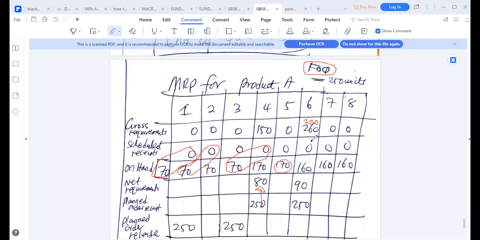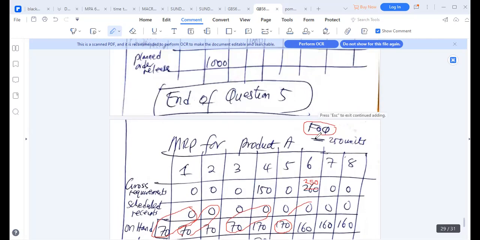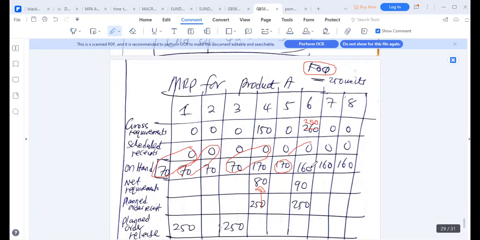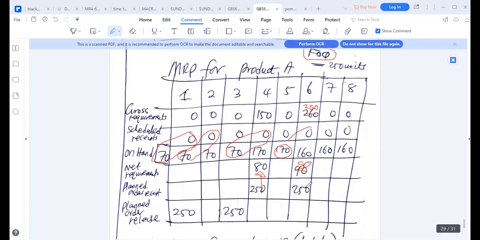170 plus 0 minus the demand of 250. There was a demand of 250 that came from there. Then we are going to have a net requirement of 80. So even if you have a requirement of 80, we are going to order the 250 units. There's a fixed ordering policy. We're going to order the 250 units.